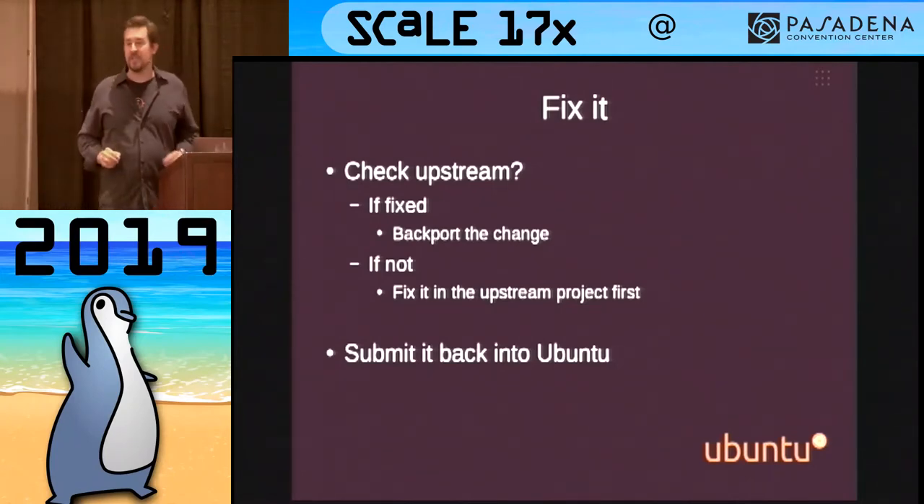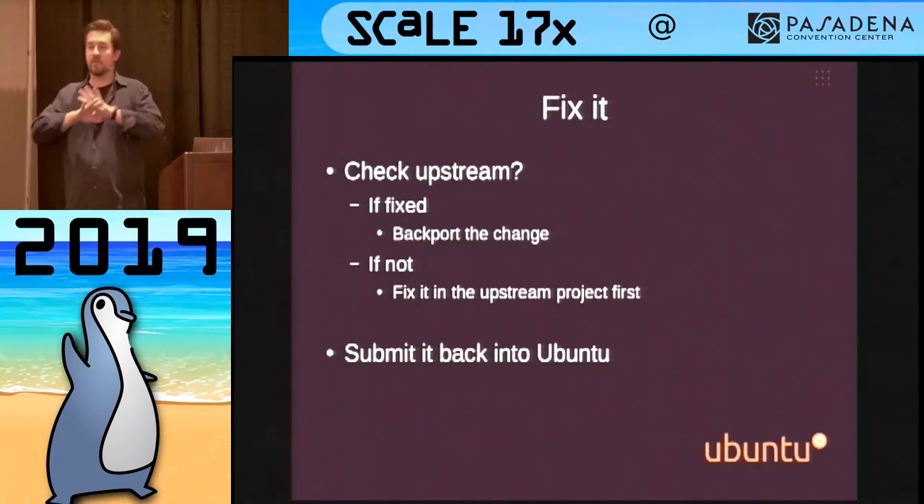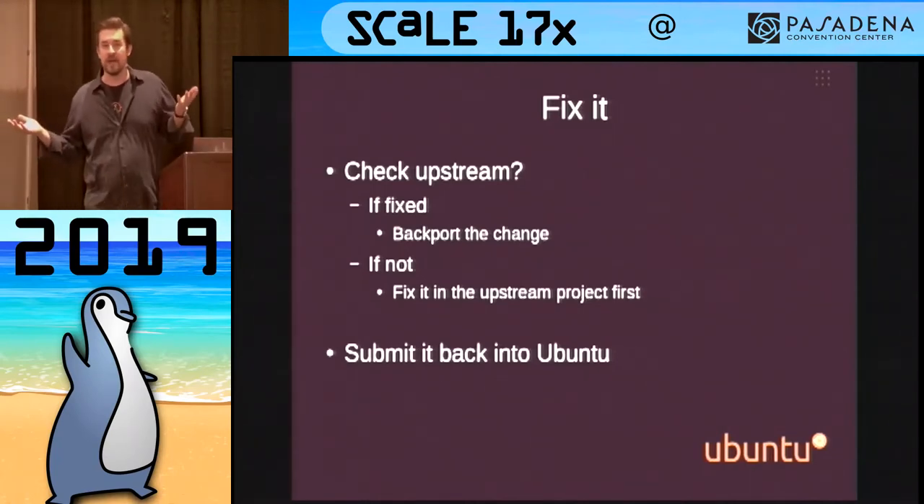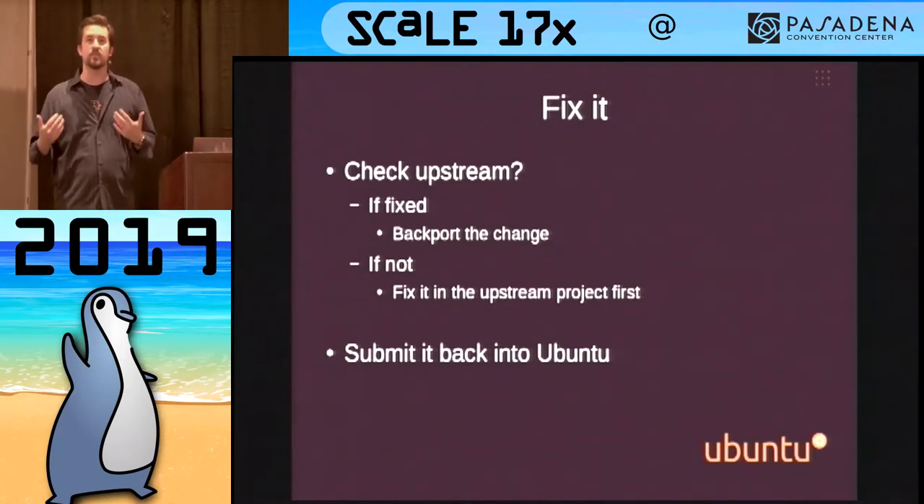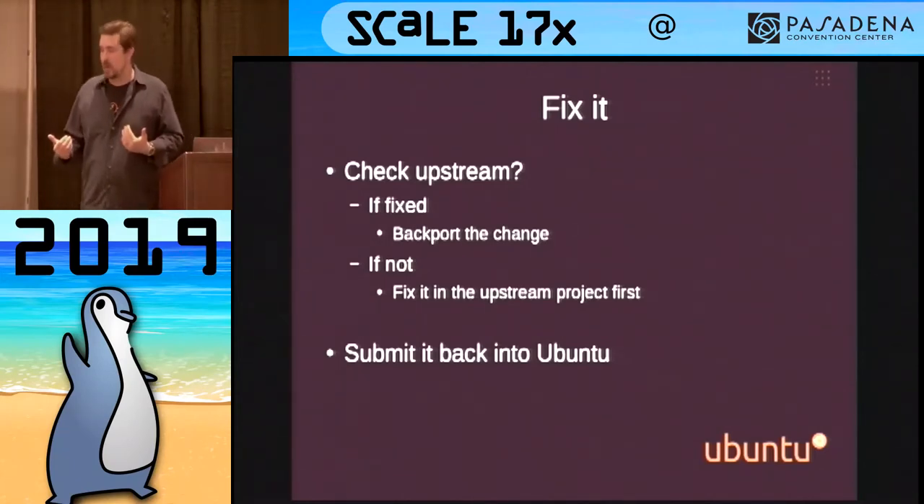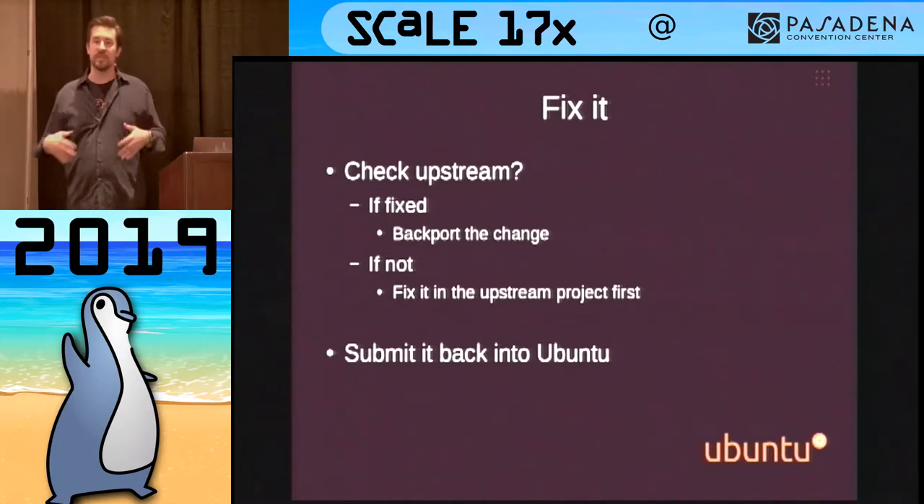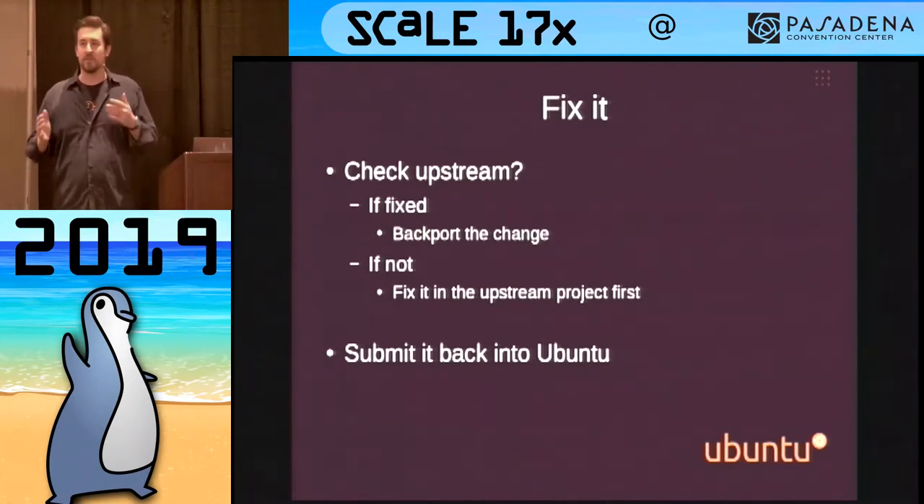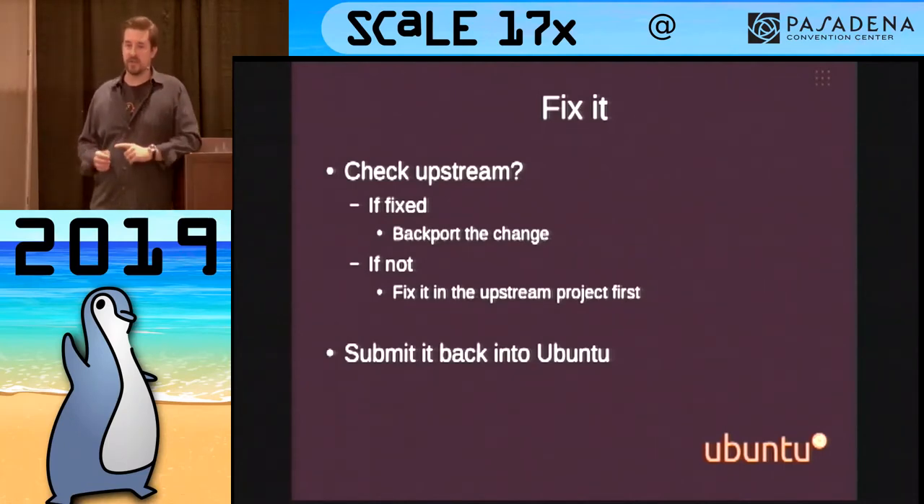If it's not fixed in the upstream project, really stop talking to Ubuntu about this, because there's not much we can do. The process with Ubuntu is that, because it's a distro, we package upstream sources to make it easy for people to install. If the upstream sources do not have a fix for the problem, the first thing to do is to fix it in the upstream project, right?